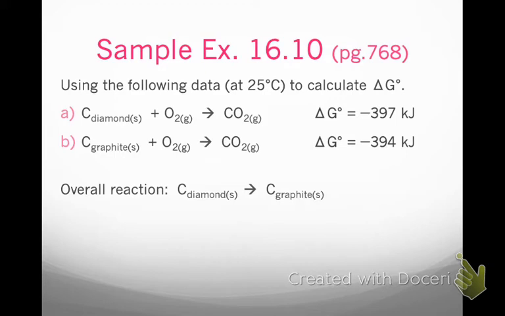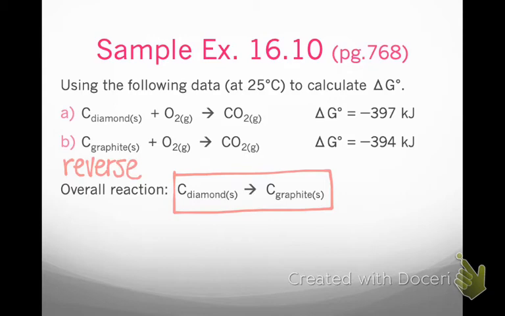So for this one, we have carbon as a diamond forming CO2 gas, and carbon as a graphite reacting with oxygen and forming CO2 gas. The overall reaction, though, is diamond to graphite. So I need to reverse equation B. That's the only thing that I need to do. And when I reverse that reaction, it gets rid of the O2 and it gets rid of the CO2, and I'm left with carbon diamond to carbon graphite.